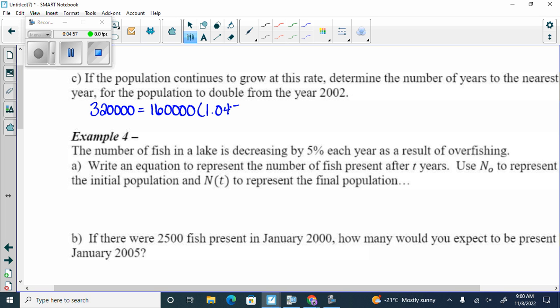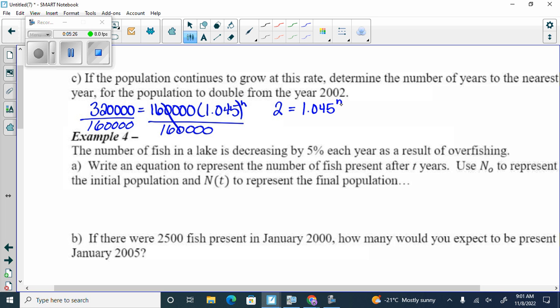1.045 to the n. And what I tell you, the first thing you should do if you have final and initial given to you, divide it. Divide it and make it way smaller. Because right now I would have to make my y maximum be 320,000 if I'm going to use my calculator. That's insane. But if I divide the 160,000 over, I now have to make it be 2. So I get 2 equals 1.045 to the n.